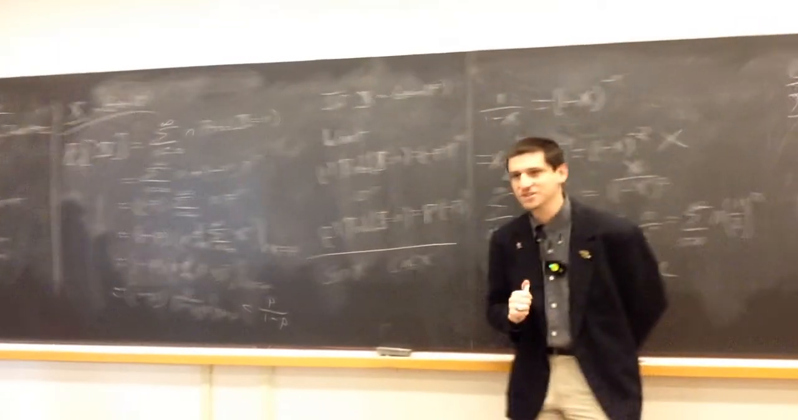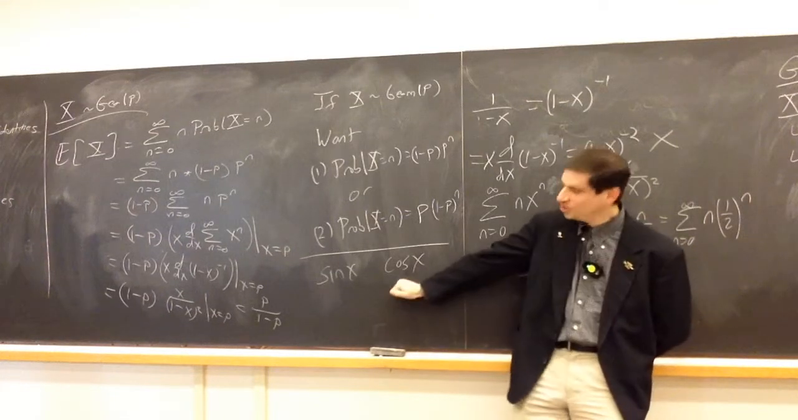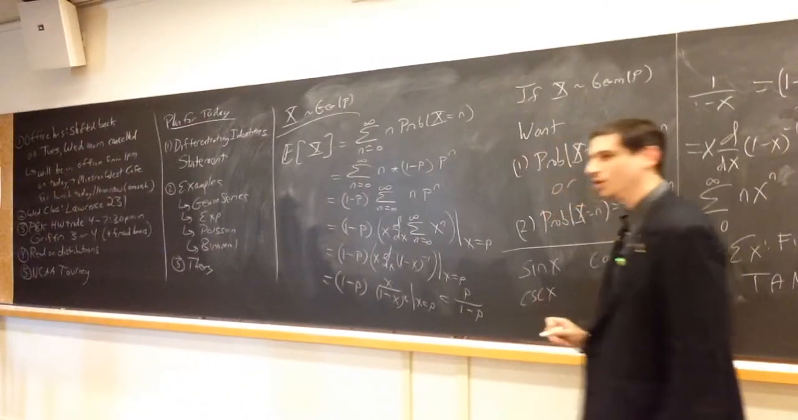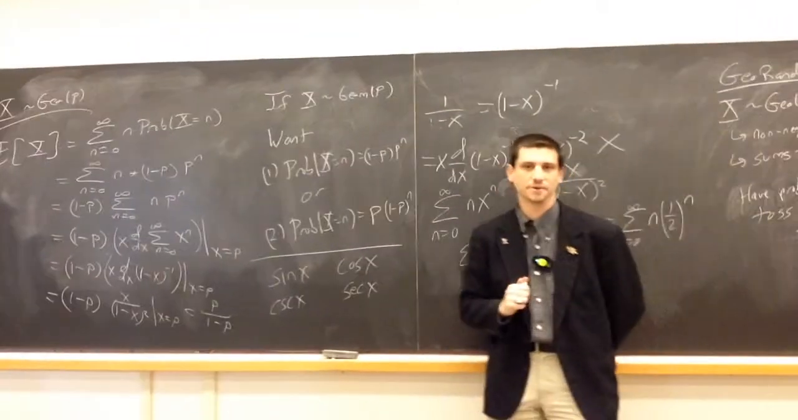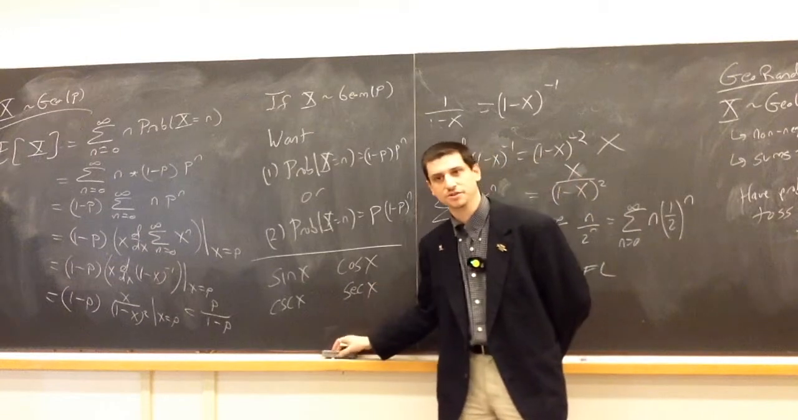So here's sine x, here's cosine of x. This is one of my favorite or least favorite examples. Which is cosecant? Where should cosecant go? It should go with cosine, but cosecant actually goes here, it's 1 over sine, and secant goes here as 1 over cosine. I think this is horrible notation, but this is the notation we use.